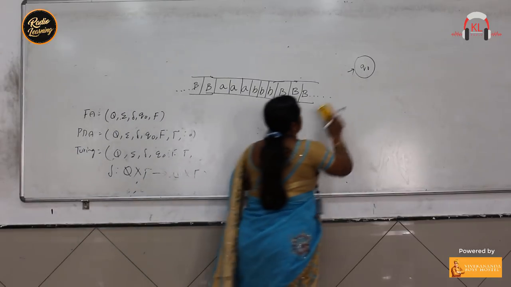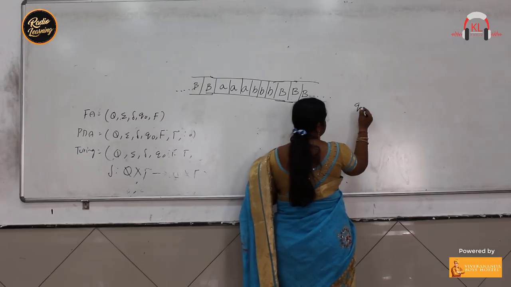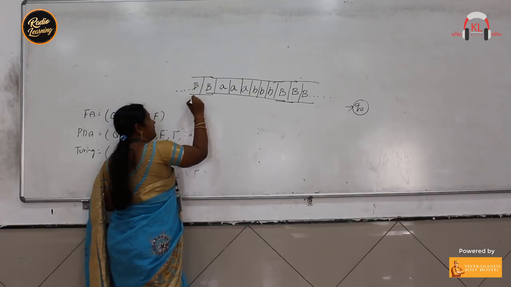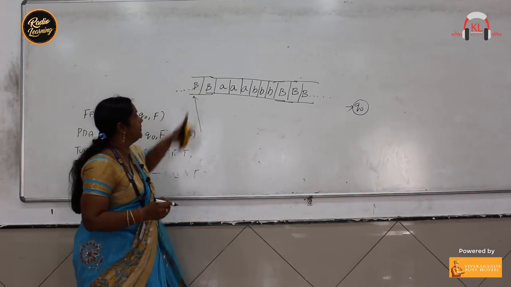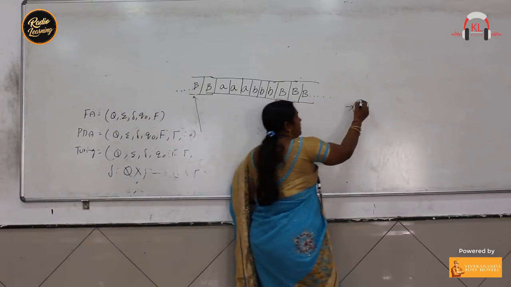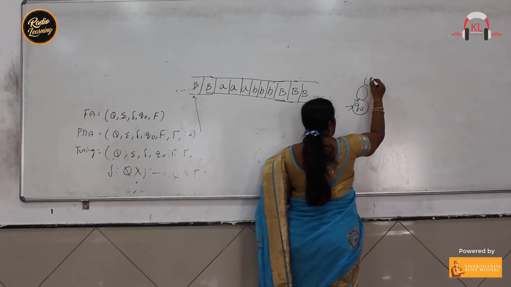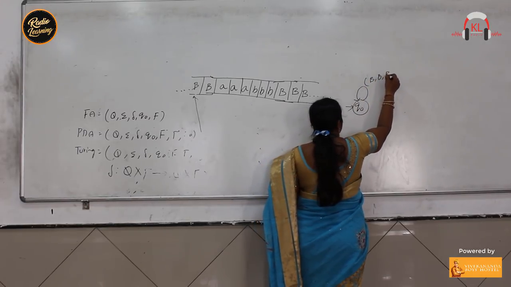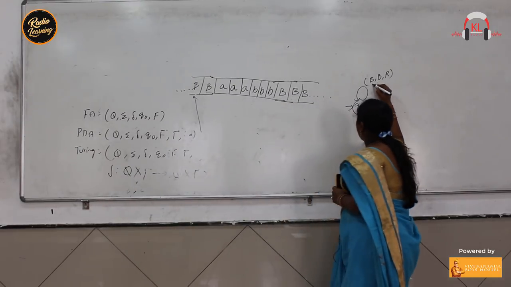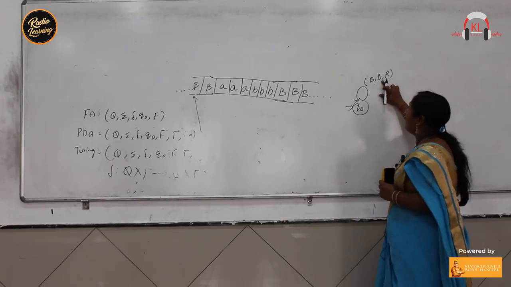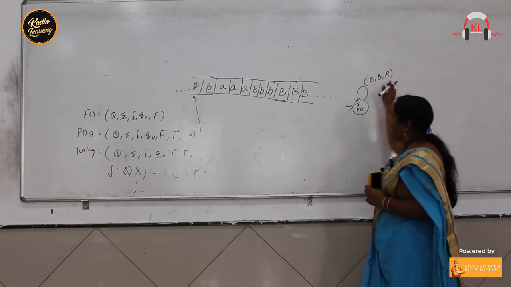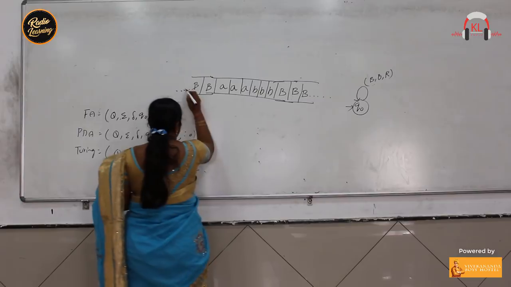Now initially I'm in the Q naught state. So now my finite control is pointing to one of the input symbols on my tape. If I find a blank as my input symbol, then I would be in the same state, and I'm keeping the blank as it is, and I'm moving right. This B B R indicates I found a blank on my input tape, I'm keeping my blank as it is, and then I'm moving right.